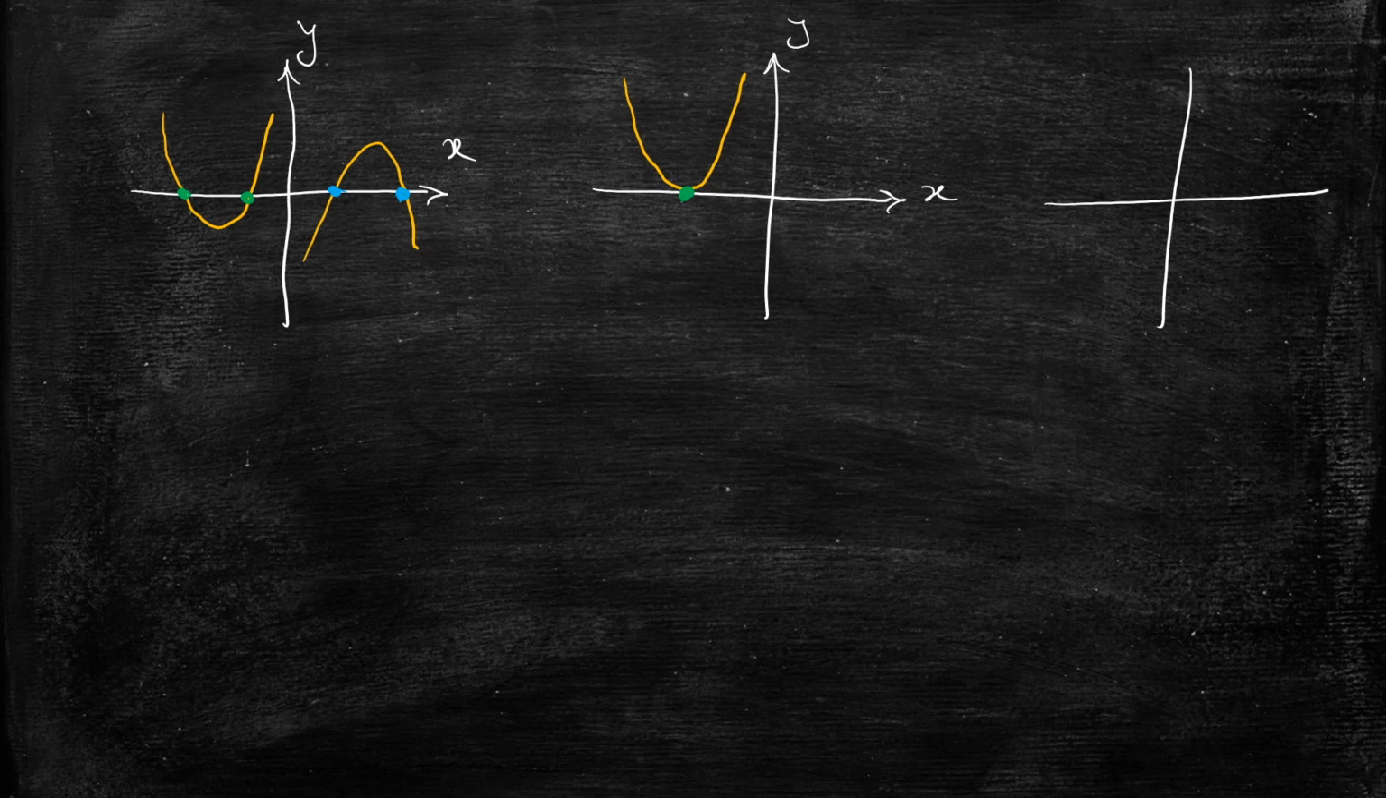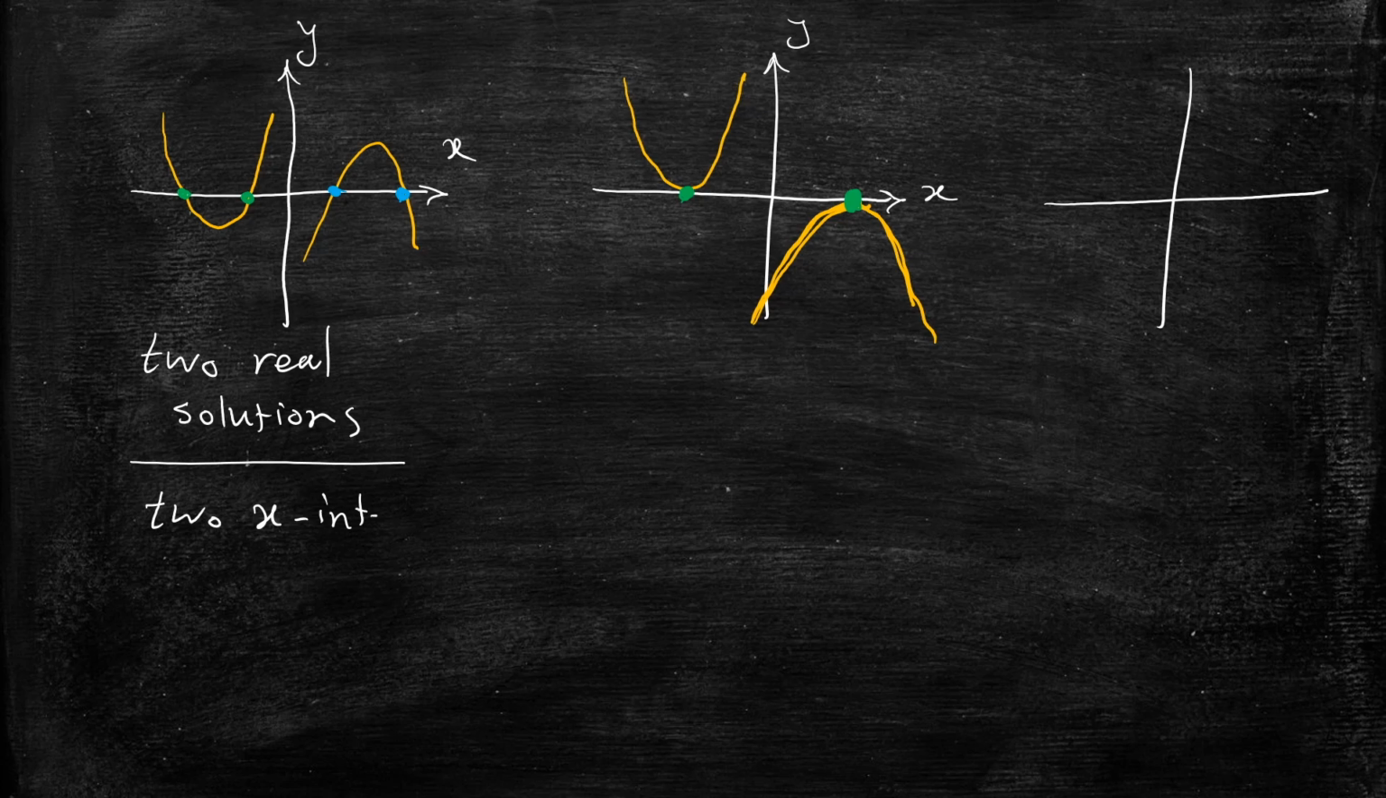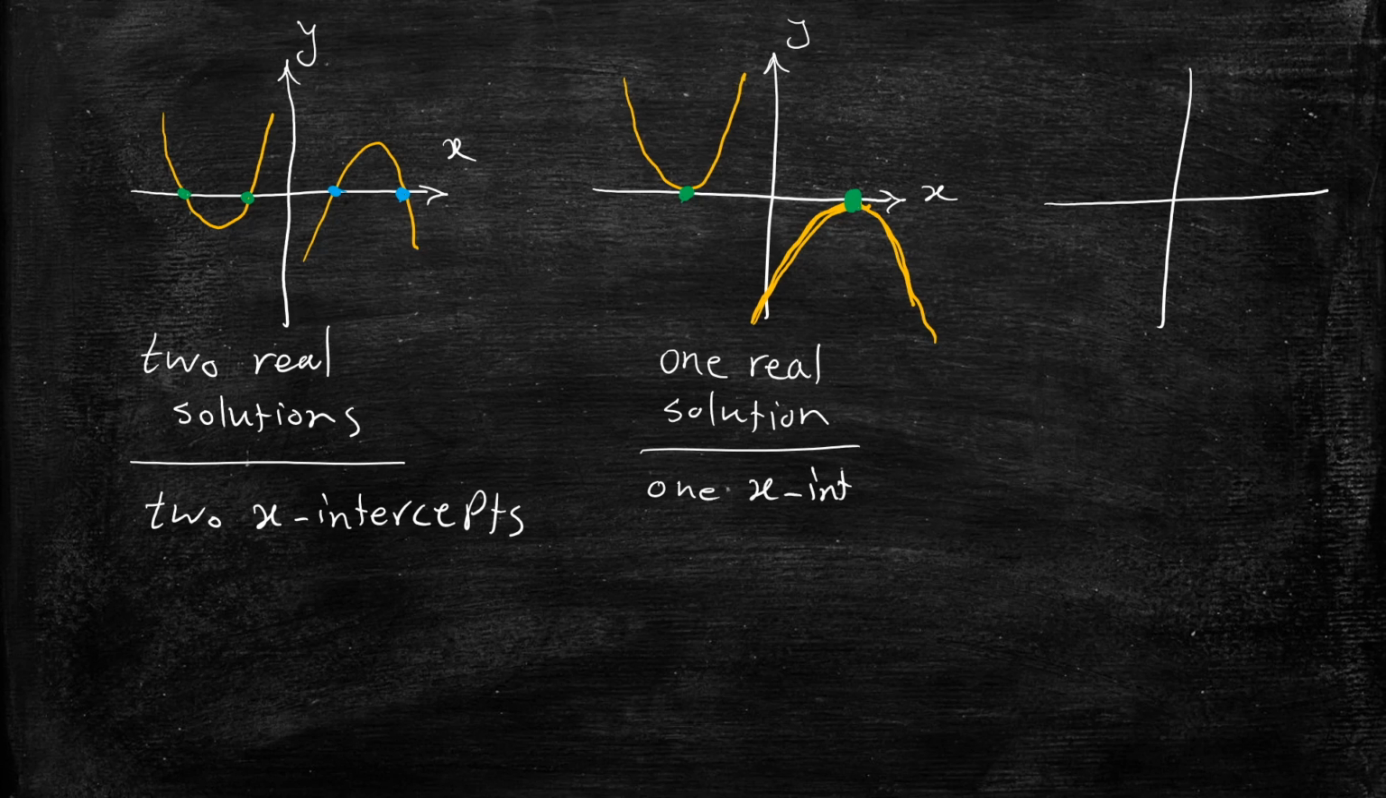In another case, the mouth could be downward, but still the same case. It's just kissing. The tip is kissing the x-axis. They only meet at 1 point. That's it. So in this case, 2 real solutions, in other words, 2 x-intercepts. In this case, we have only 1 real solution or answer, in other words, 1 x-intercept. And sometimes there's no real solution to the equation.